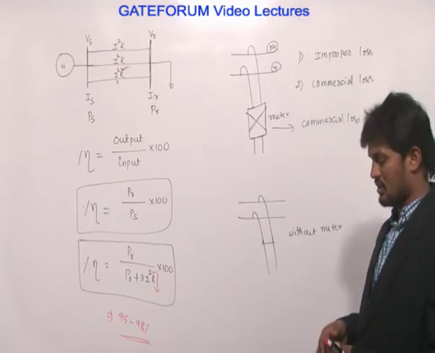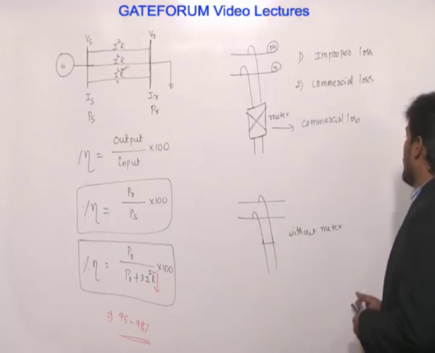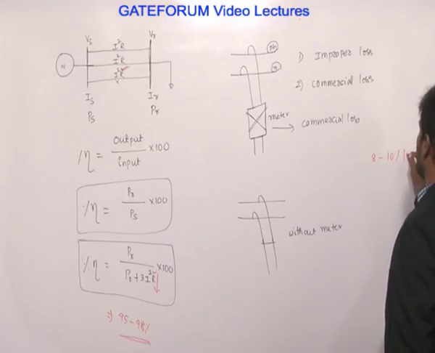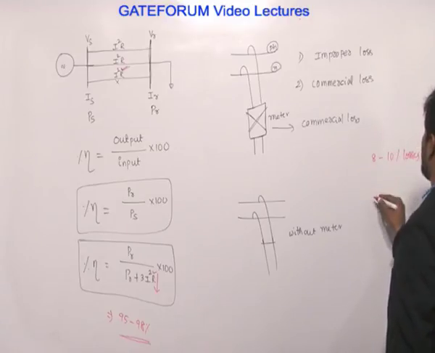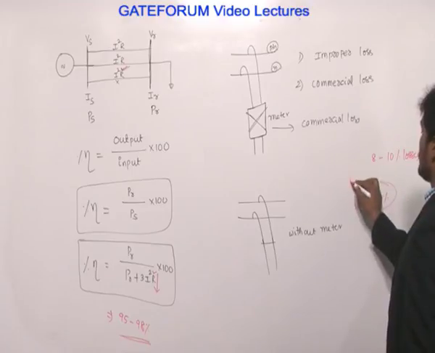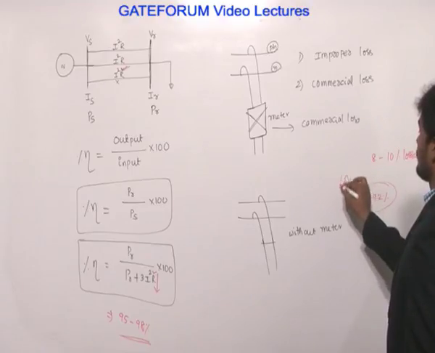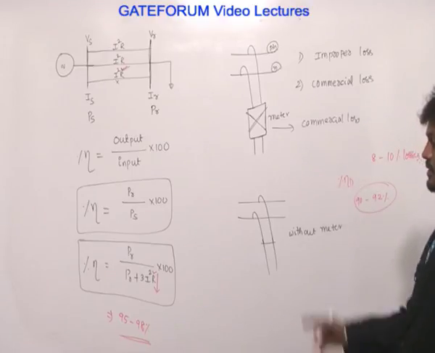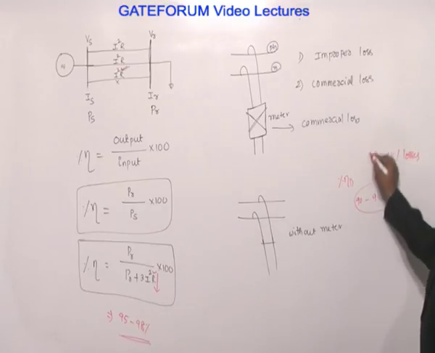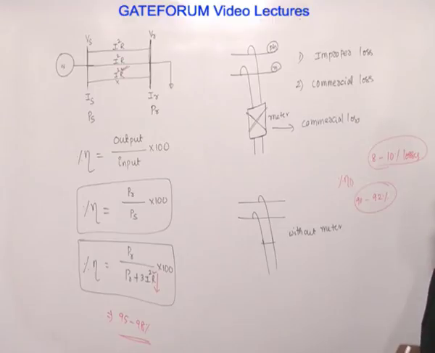Due to these losses, distribution has 8 to 10% losses. The efficiency of the distribution system is 90 to 92%. This is the distribution system efficiency. And transmission efficiency is more, losses are less. In distribution, losses are more because of these reasons.